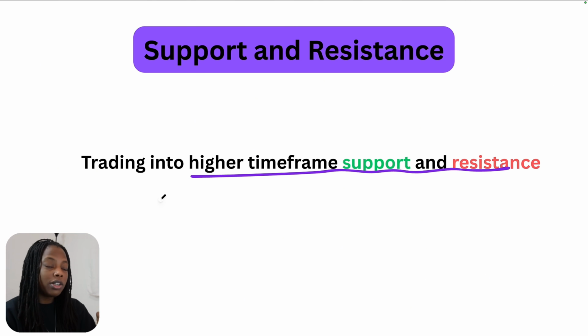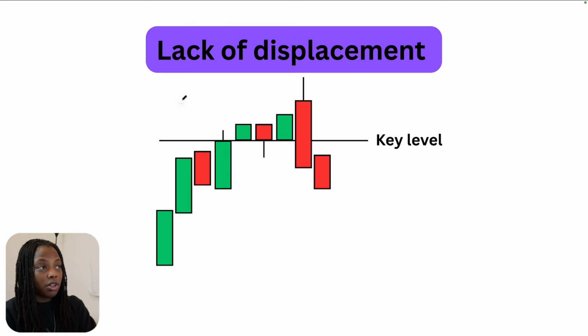The second thing is that we tend to ignore the higher time frame support and resistance levels, especially with the one candle setups where you're trading previous day's high or low retest or opening range strategies. You need to also remember your higher time frame key support and resistance levels. Number 3 is lack of displacement. This one has to do with your entry.